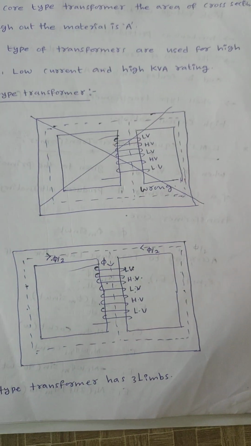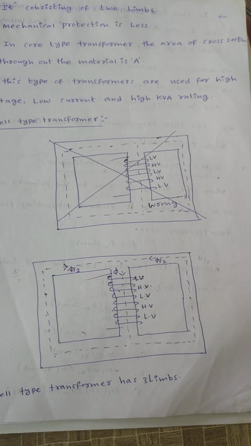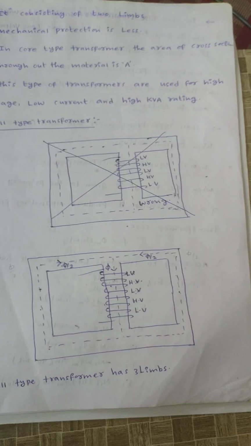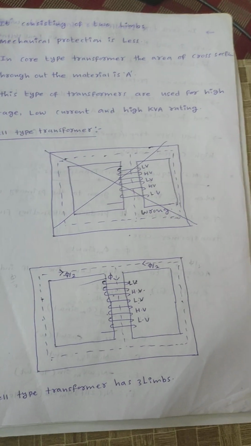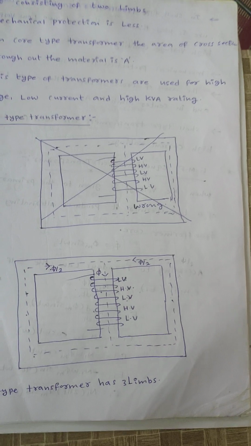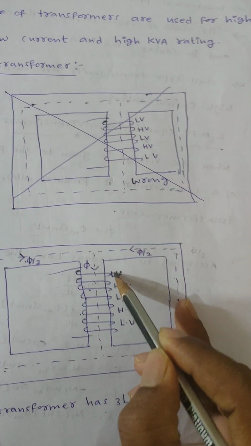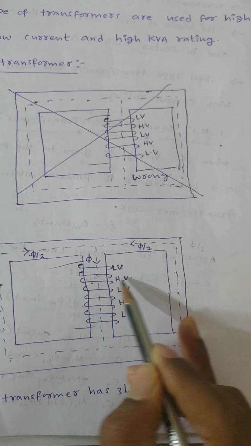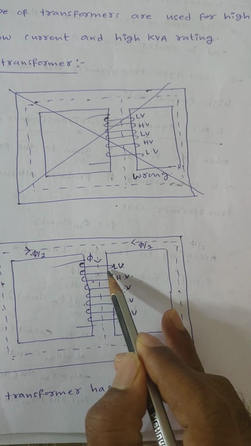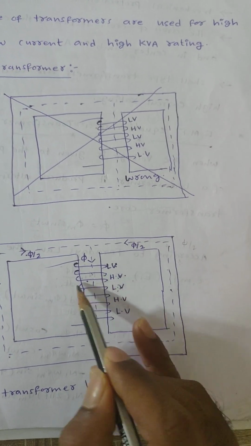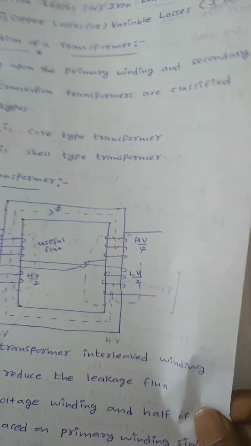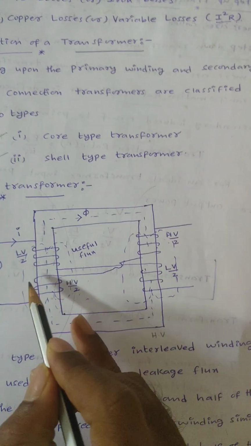Insulation will be placed between low voltage and high voltage. If we change the voltage level, we need to give insulation. That means there is no contact between the low voltage winding and high voltage winding. We place LV winding, HV winding. In between LV and HV I need to place insulation. Again in between HV and LV I need to place insulation. Here it is half of HV and half of LV. Only one time is insulation required in case of core type transformer.